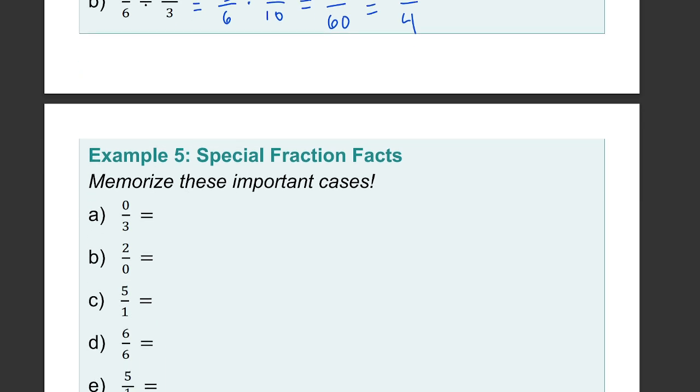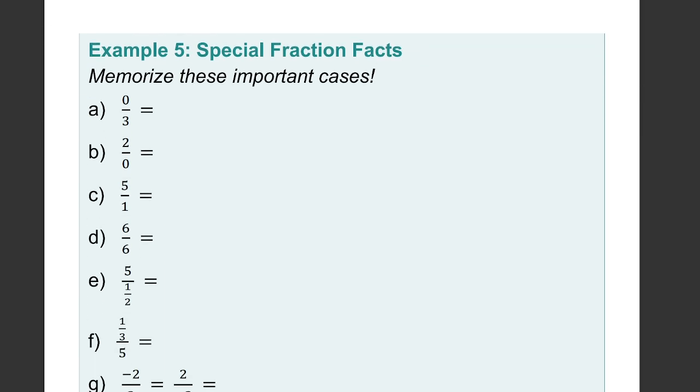Now, there's some other really quick special cases I wanted to show you guys. And those are listed out here. So anytime you have a 0 in your numerator, the overall fraction is always 0. When I have a 0 in my denominator, that's when I say it does not exist.